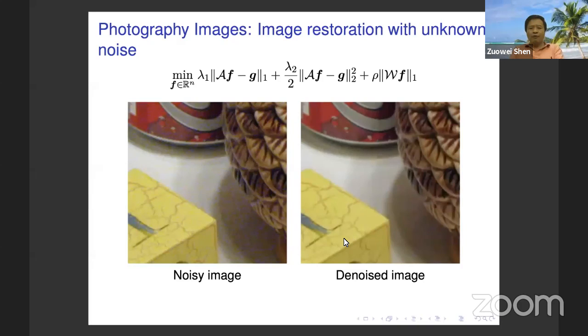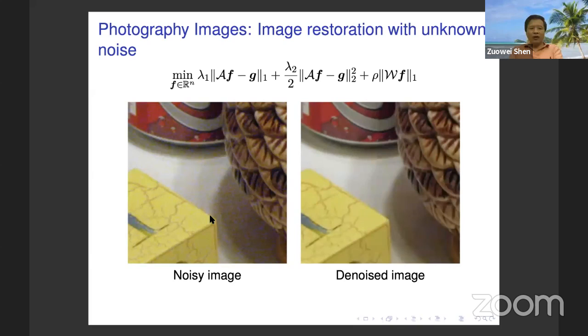So in this example, we design a very simple model for removing noise without knowing what kind of noise it is. This W is a wavelet transform, and that is the L1 norm of the wavelet transform, which is the regularization term. This pursues sparsity by using the L1 norm. The key here is that for the fidelity term, we have a mixture of the L1 norm and L2 norm. So this fidelity term can, depending on the parameter you choose, model the noise pretty well.